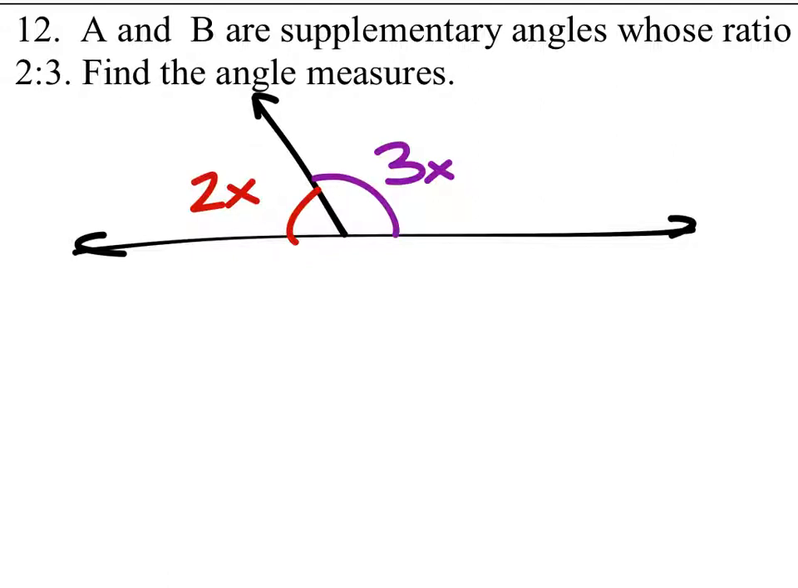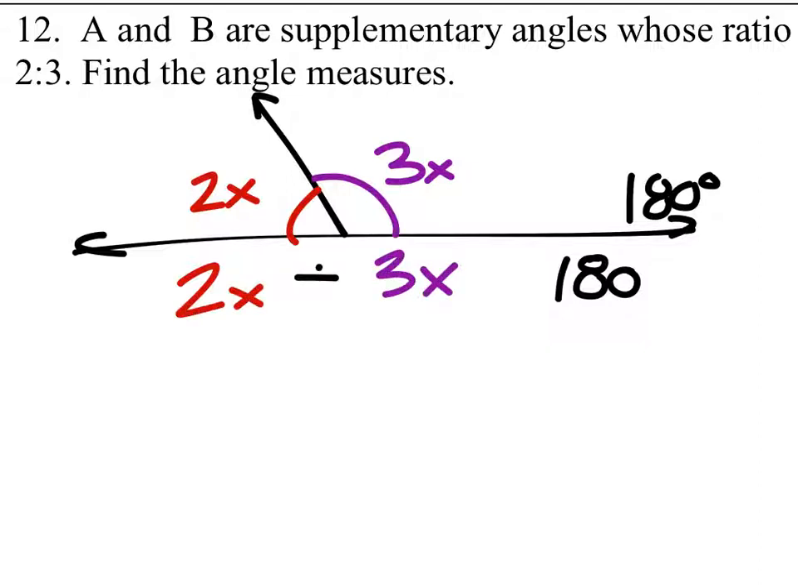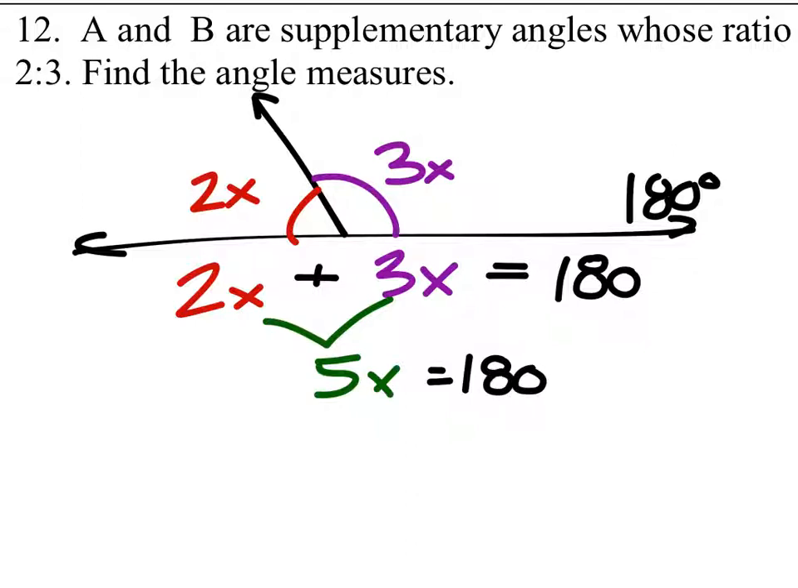Now, we need to remember that when we add these two, since they're supplementary, it would be 180 degrees. So I would take these two angles, 2x and 3x. If I add them, then I get 180 because they are supplementary. Solving this, 2x plus 3x would give me 5x equals 180. Then to solve for x, I need to divide both sides by 5. So it looks like x equals 36.